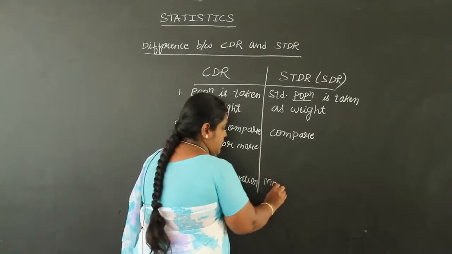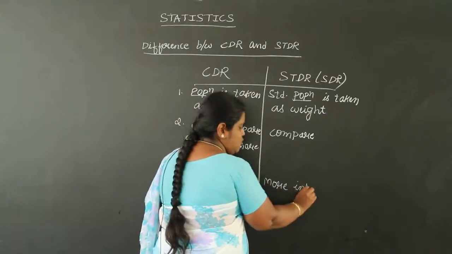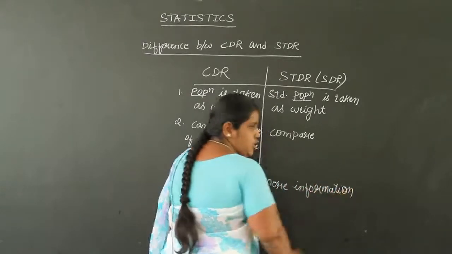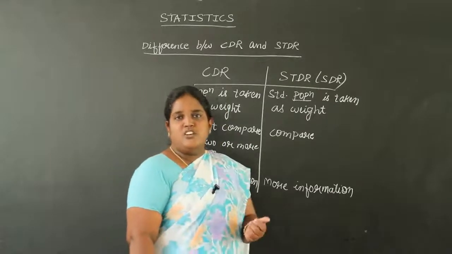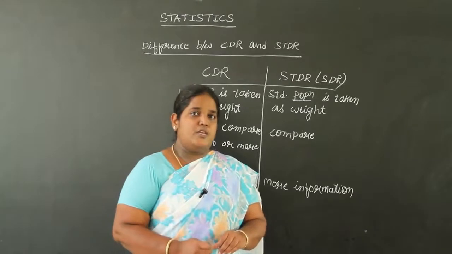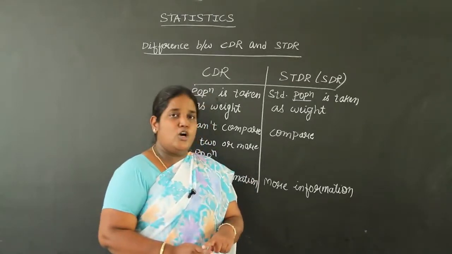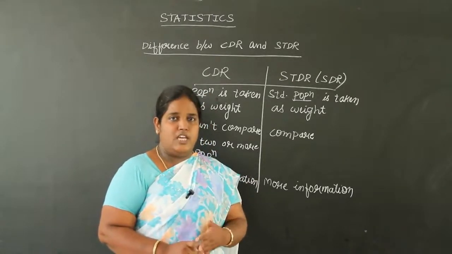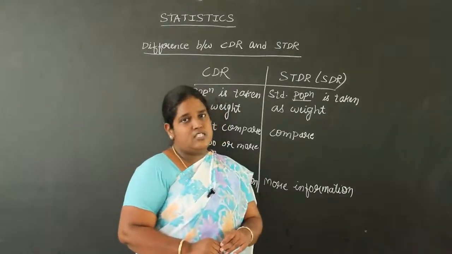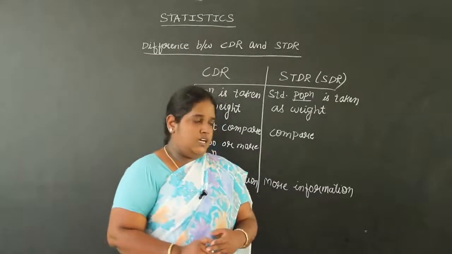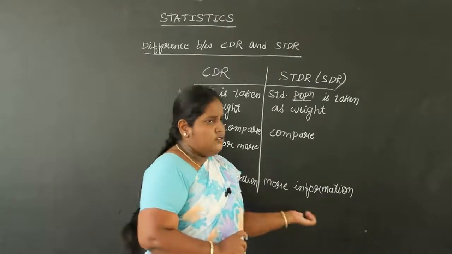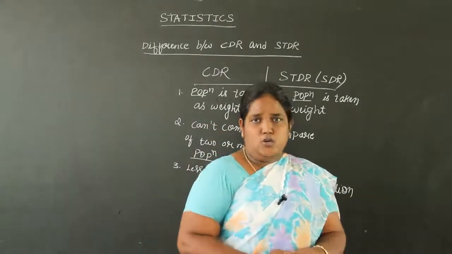Here in the standardized death rate, we need more information. We need the age composition. Without the age composition, we cannot do it. We need the population, deaths, and standard population. That is the main important thing. The standard population should be there, and the age composition of the standard population and of the given population should be the same. If it is not the same, we cannot find out the standardized death rate. So we need more information in the standardized death rate. So there are 3 points. In that you can write any 2 points for 2 marks.